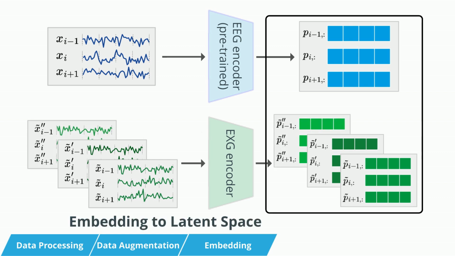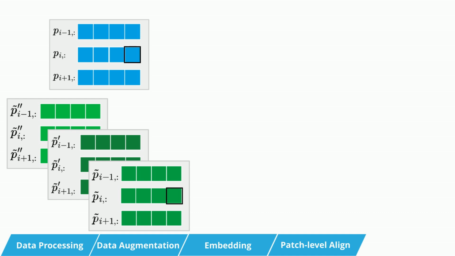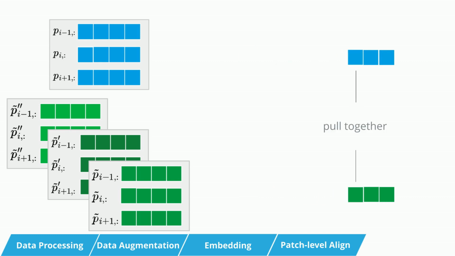Then we will use the alignment information as a supervision to train the EXG encoder. Our alignment consists of two levels. At a finer grain, we align EEG and EXG data at patch level by placing the synchronous patches close together in the latent space, while mapping unrelated patches further apart.